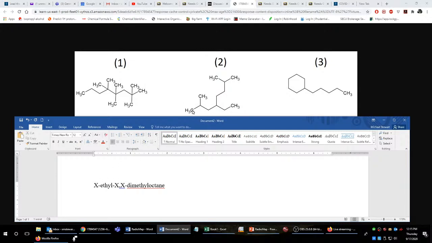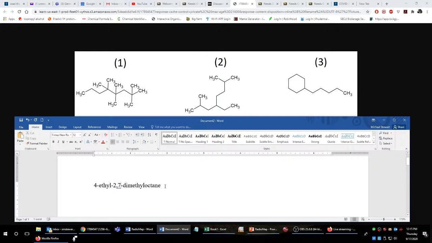So if I start on this far left end, I got 1, 2, 3, 4 carbons. If I start on the far right end, I get 1, 2, 3, 4, 5. So if I want to minimize the number, I would go with the one that would give us the ethyl on the 4th carbon. So if I start on the left, it ends up being 4 ethyl. If I start on the right, it ends up being 5 ethyl. So with that carbon being 4 and that carbon being 1, I have to start counting out the numbers on the branches. So there's a 2 methyl, 3, 4, 5, 6, 7 dimethyl octane. So that's how we would name that compound.